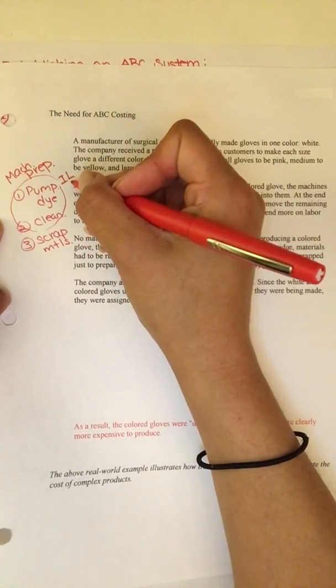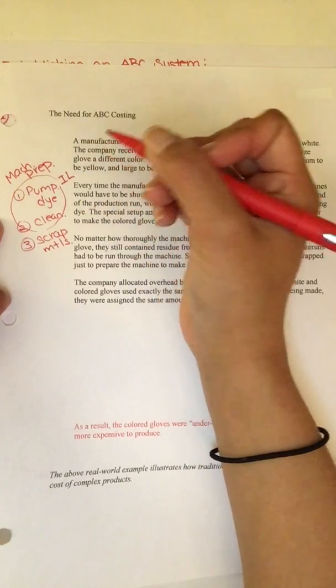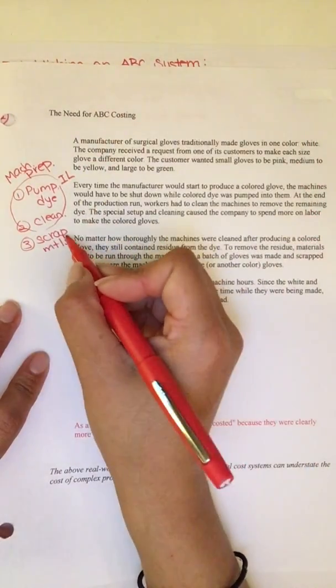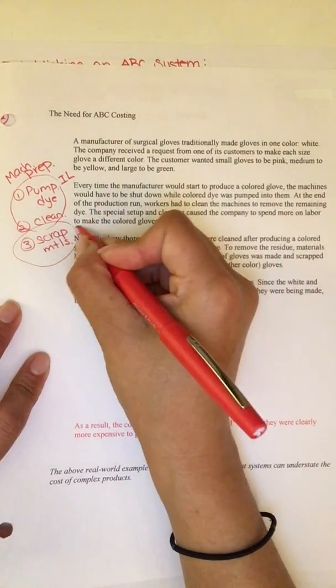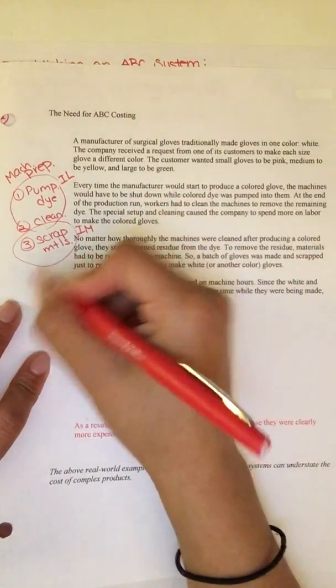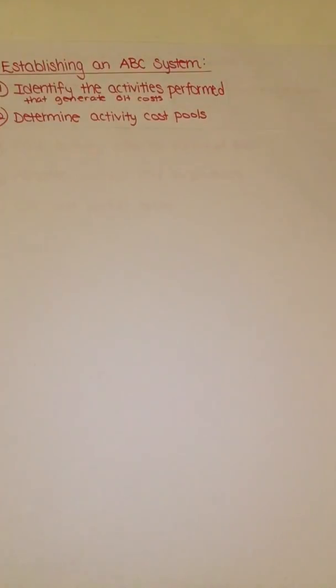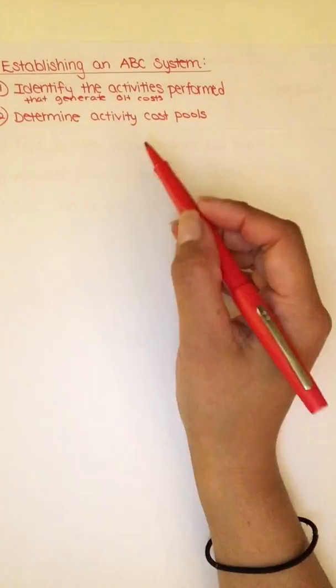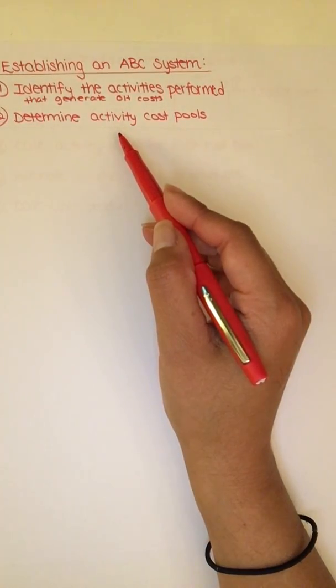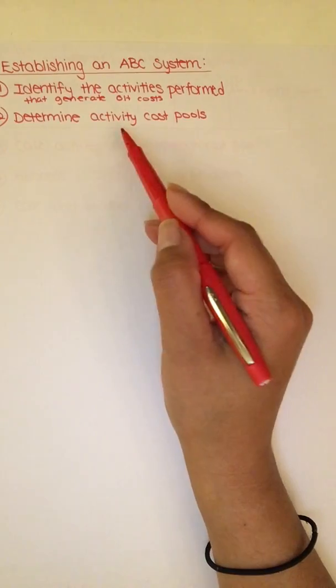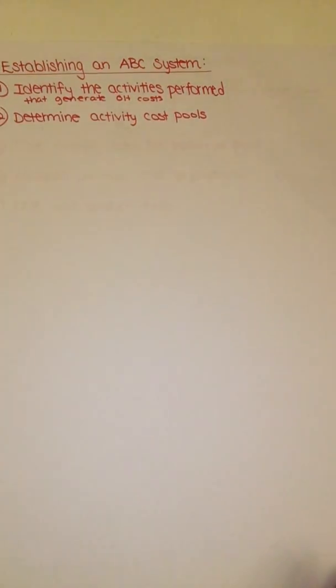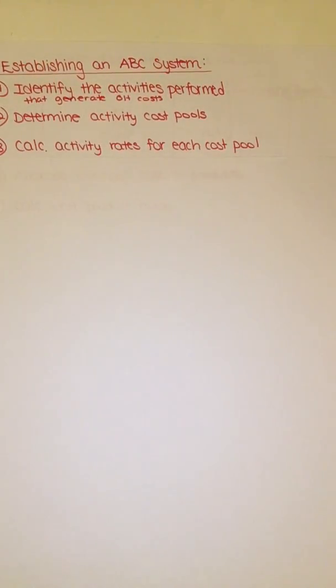You group them because they have a similar cost driver. And then the cost that's being generated here is indirect materials. If we don't have anything else to group it with, that is its own cost pool. So we're going to group similar activities that have the same cost driver into activity cost pools. That's the second step. The third is to calculate the activity rate for each cost pool.